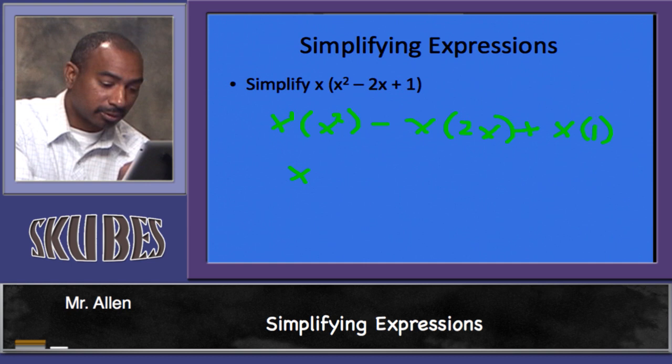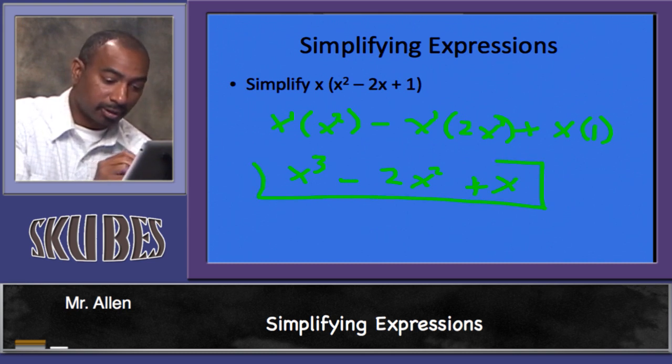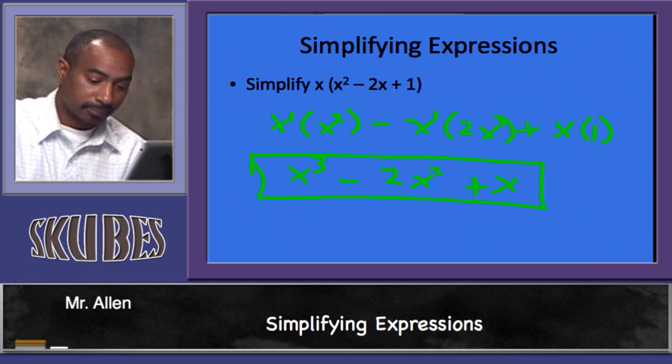So this becomes x to the third minus 2x squared. That's like 1 plus 1, plus x. And that's as far as you can go because these are all unlike terms.